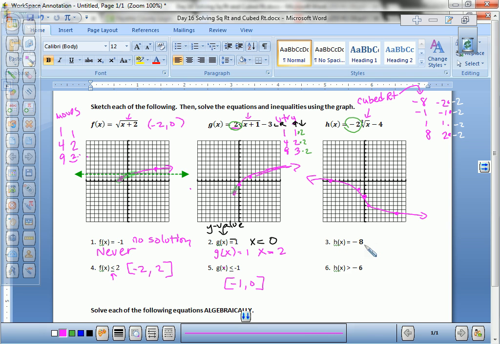Alright, so where's the function equal to -8? Right here. That's -8. What is the x value right here? It's not negative, but +8. +8.